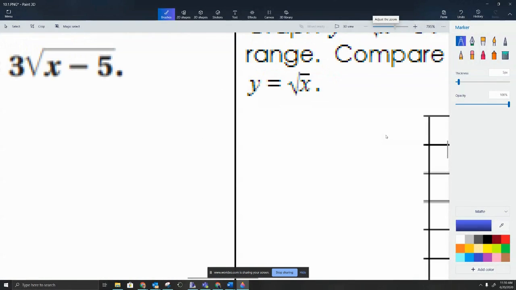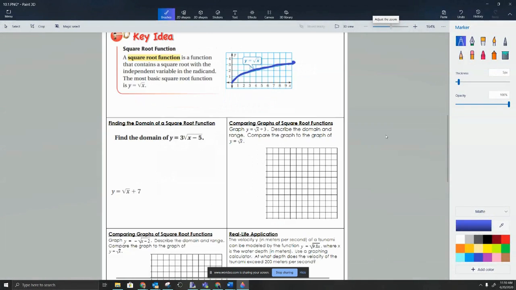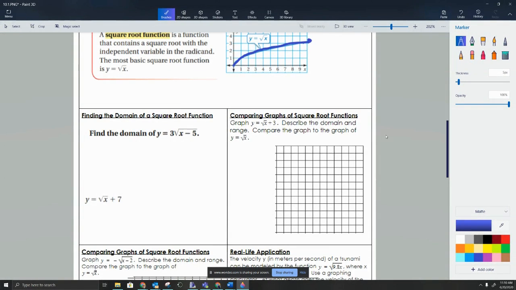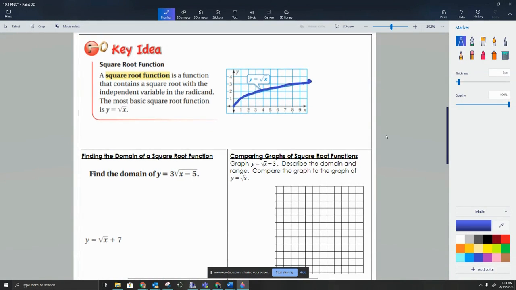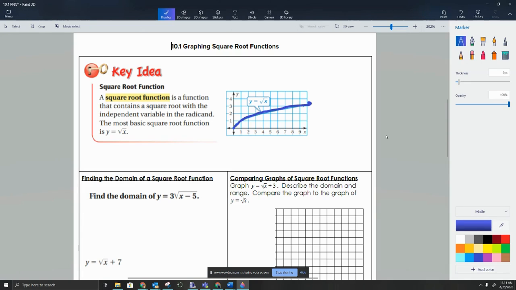Sorry about that. Let's get this back. So with these square root functions, there's a couple of rules that you've got to remember with the radical. A square root function is a function that contains a square root with the independent variable in the radicand. We'll talk about that vocabulary in a second. The most basic square root function is y equals the square root of x.